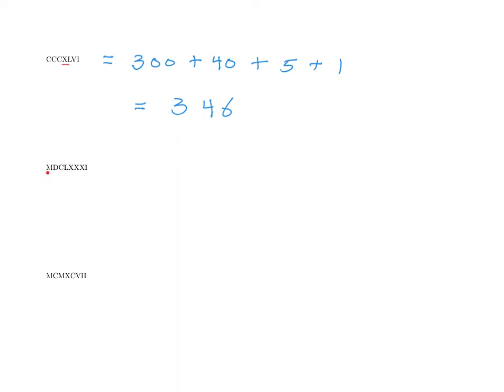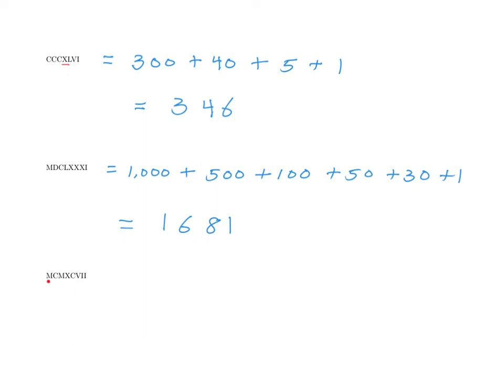Now if we compare this to MDCLXXXI, these are all decreasing: 1,000, 500, 100, 50, 10, and 1. So here we can simply just add them all up as we go from left to right. So we start with 1,000, then we add 500, then we add 100, followed by 50. There are 3 X's, which is 30, and then 1. So let's see, this is 1,681.